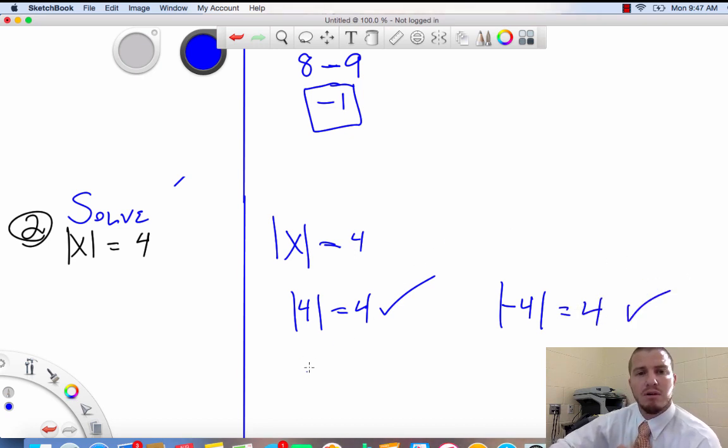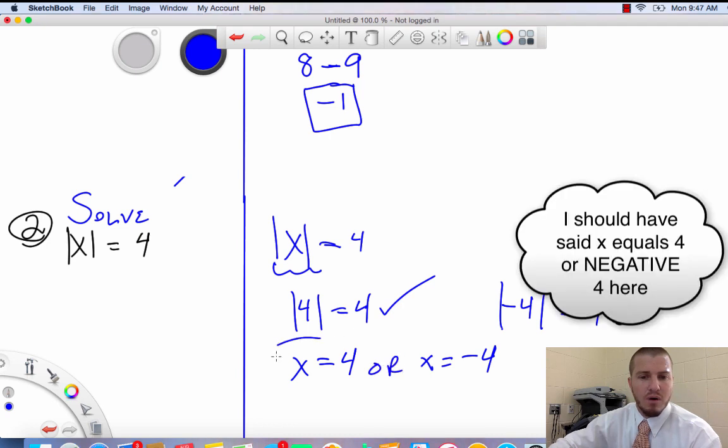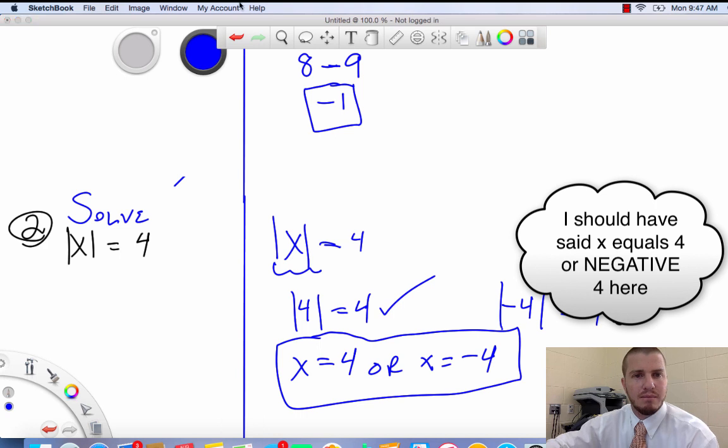So when you have an absolute value equation, what you have to do, once you get the absolute value by itself, which in this case it is, is x equals the positive of what's on the other side of the equation, but also x equals the negative of what's on the other side of the equation. So in this case, x is equal to 4 or x is equal to negative 4. Both of those work if I plug them back in.